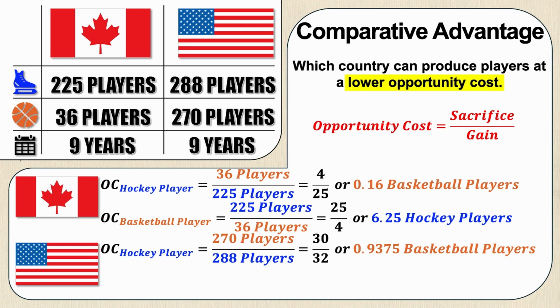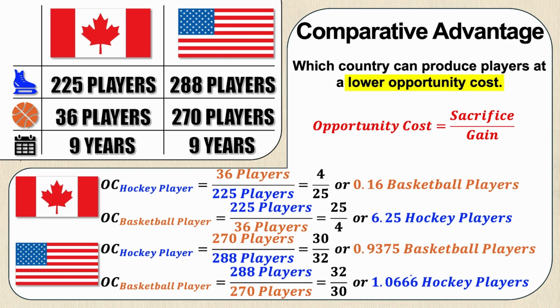That's how many basketball players they could have trained up in the same time that they trained one hockey player. Looking at the opportunity cost of basketball players, well, the United States must give up 288 hockey players, and they'll gain 270 basketball players. And so if I reduce this fraction, I get 32 over 30, or 1.06 repeated hockey players.